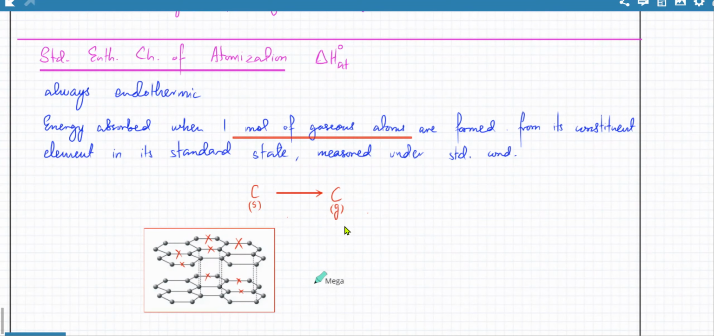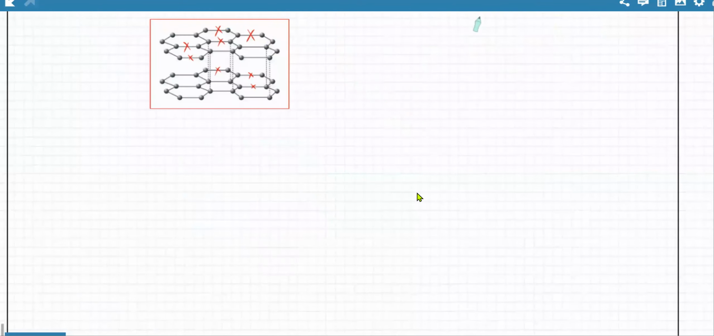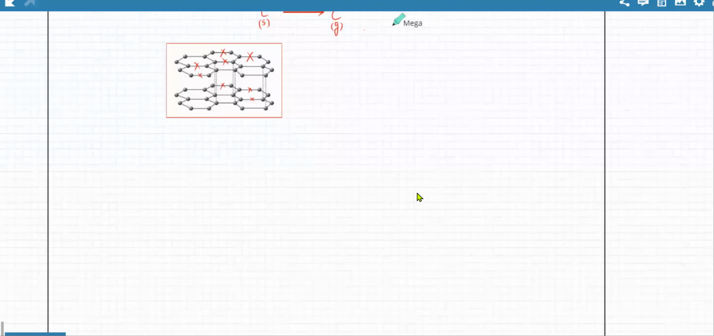Yes. Achha, so whenever you try to make 1 mole of gaseous atoms of anything from its element, the energy change associated with that is going to be called the enthalpy change of atomization of that particular element, like carbon over here in this case. Now the element must be in its standard state.